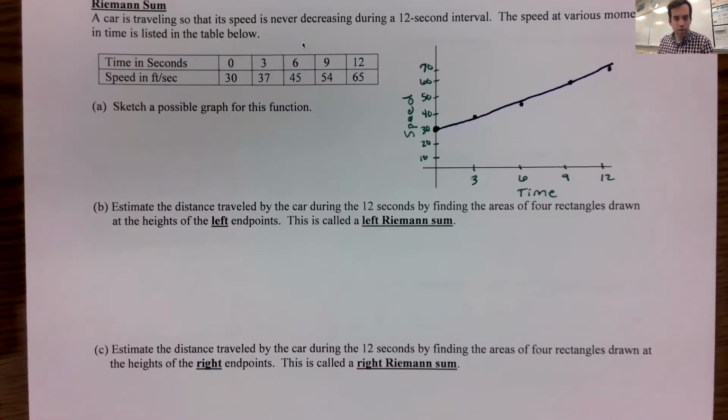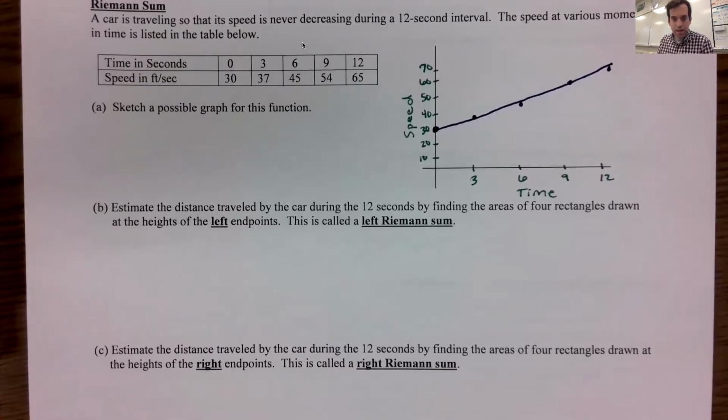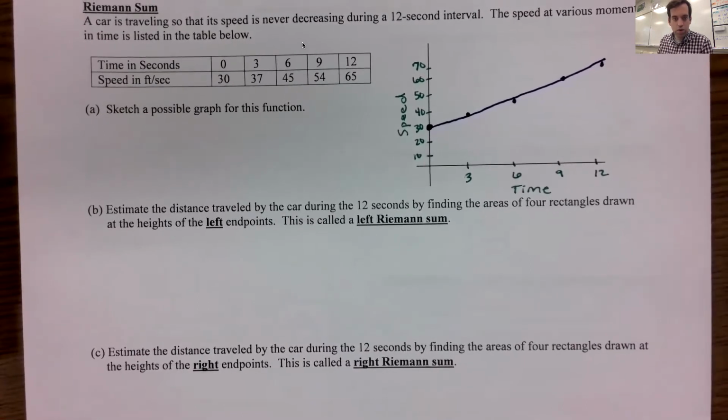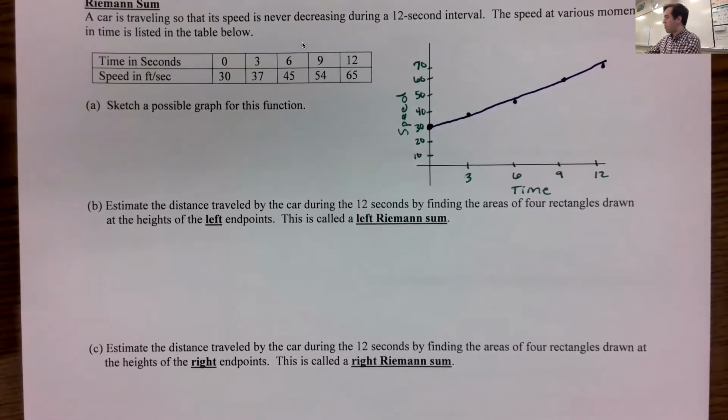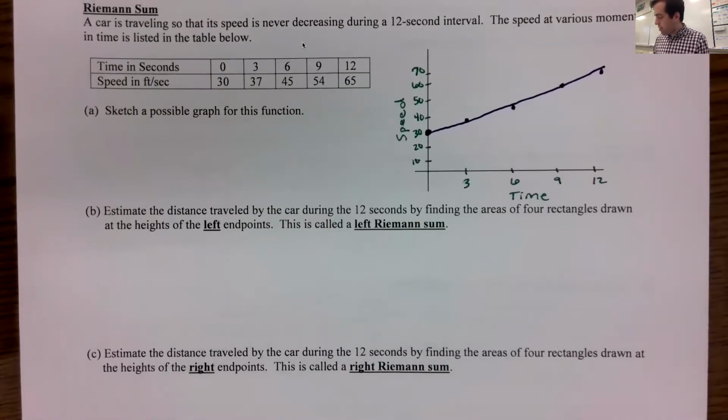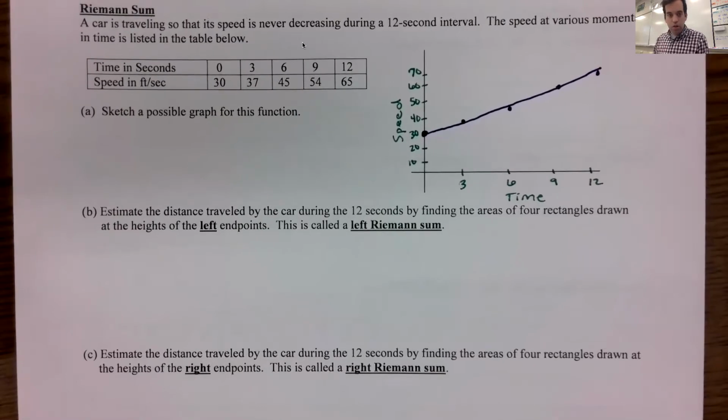Next up, letter B, we're going to estimate the distance traveled by the car during the 12 seconds by finding the areas of 4 rectangles drawn at the heights of the left endpoints. This is called a left Riemann sum. All right, so I'm going to do this in green. We're doing the left endpoints this time.